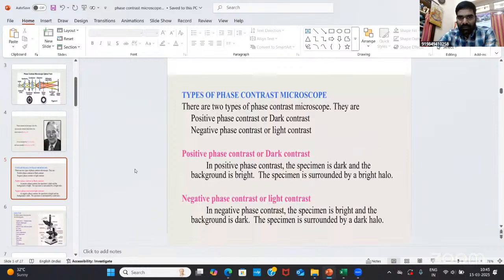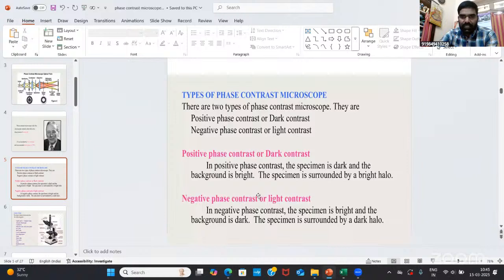There are two types of phase contrast microscopes. They are positive phase contrast, that is dark contrast, and negative phase contrast, that is light contrast. In positive phase contrast, the specimen is dark and the background is bright. Okay, the specimen is surrounded by a bright halo in the positive phase contrast.